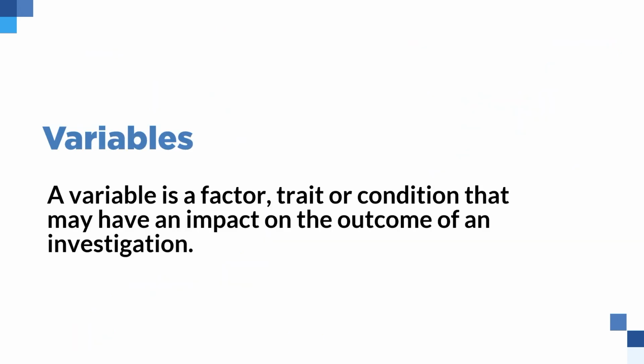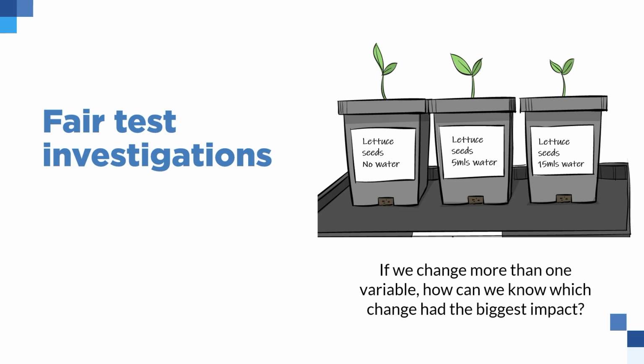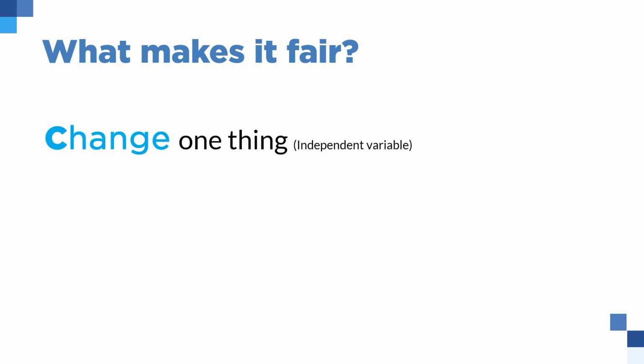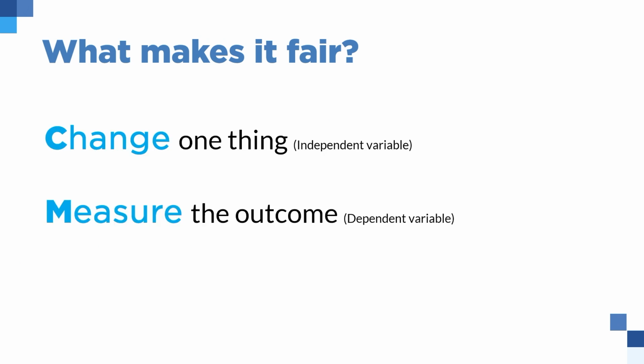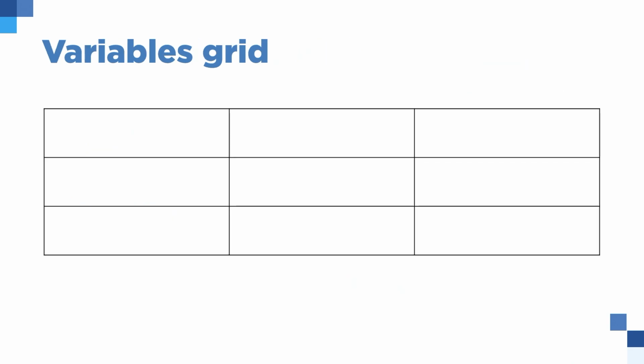Variables are factors, traits, or conditions that may impact the outcome of an investigation. Changing just one variable is crucial for making an investigation fair. If we change more than one variable, we won't know which change had the biggest impact. In a fair test, you must change one thing, the independent variable, measure the outcome, the dependent variable, and keep everything else the same, the controlled variables. A fun mnemonic can be used to remember this process.